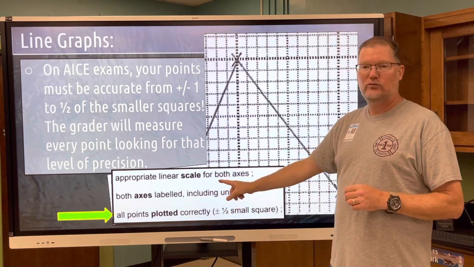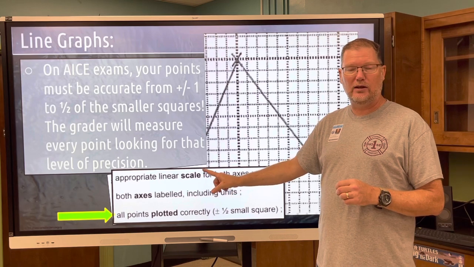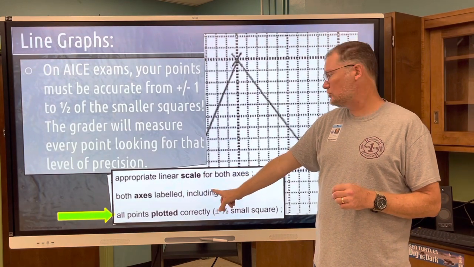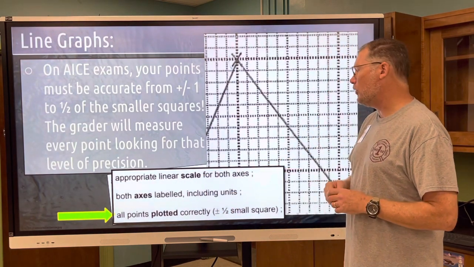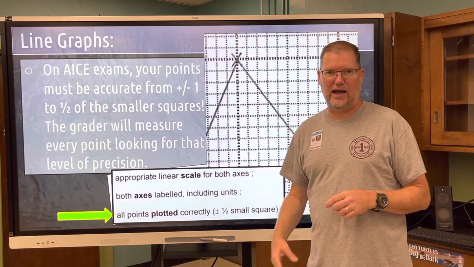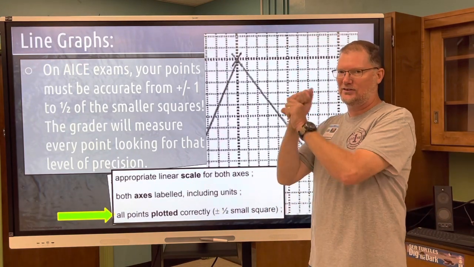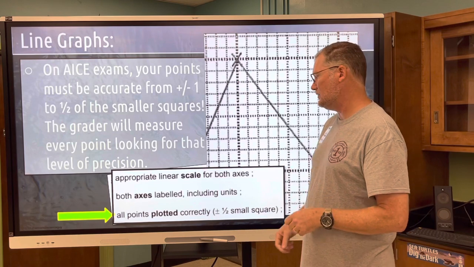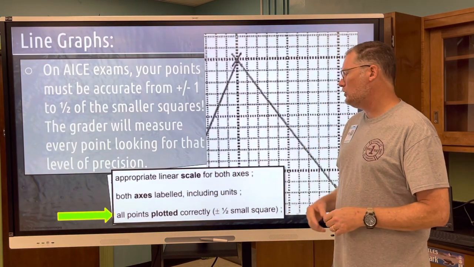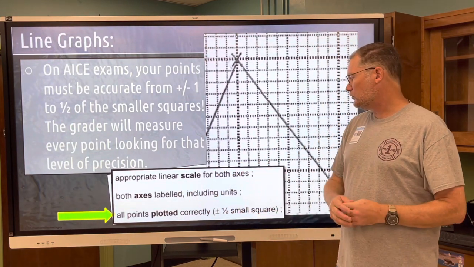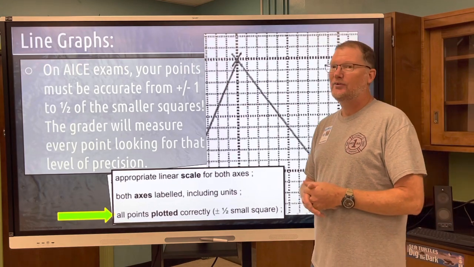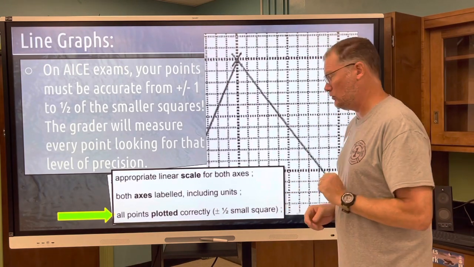This is from an assessment, okay, directions from an assessment. Appropriate line scale for both axes, that's the plural of axis. It looks like the word axes, like chopping, but axes. Both axes labeled, including units, all points correct, plus or minus half a small square. So they're looking for precision when you're making your graphs.